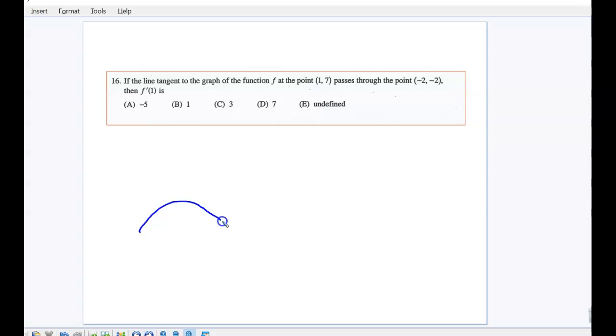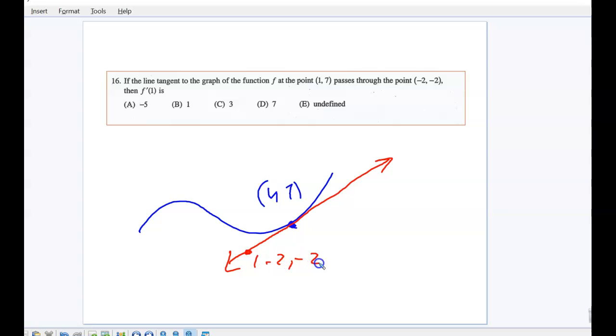Well, if we kind of draw a situation here, let's say that this is my point (1, 7), and we drew a tangent line to that point. Okay, I guess we should be touching the curve. Okay, now it says there's another point on the tangent line that is (-2, -2). So if I know my 2 points, then I should rewrite this. You can see that a little neater. That was 1 and 7.